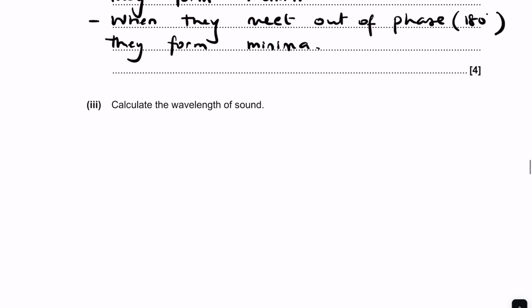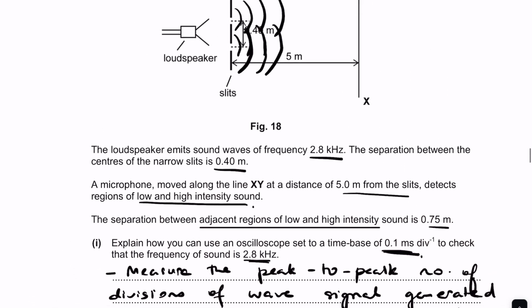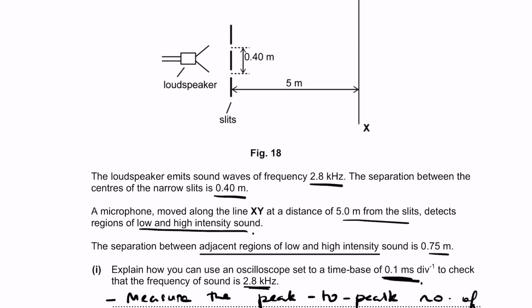For part I, calculate the wavelength of sound. So we know that wavelength is equal to ax over D. We are given a bunch of numbers right up here, so I'm just going to get rid of this atrocious drawing. We're given the value of a, which is the distance between the slits, as 0.4 meters. The distance between the slit and the screen is given to us, and the adjacent low and high intensities are given to us as well as 0.75.